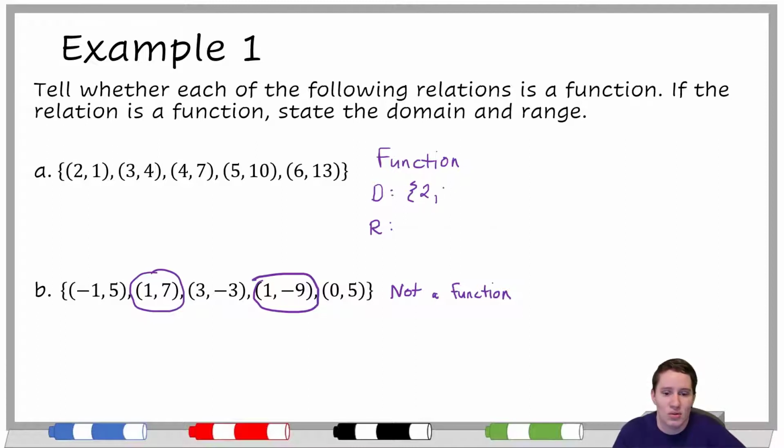So 2, 3, I'm just writing down the x values from each point, 4, 5, and 6. You may be thinking, well, couldn't I write that it's between 2 and 6? Well, it's actually only the integers or whole numbers between 2 and 6. So if you wrote 2, 6 in interval notation, you're saying it could also be 2.5 and 3.5, and that hasn't actually been defined by our ordered pairs. Our range here is the y values, so 1, 4, 7, 10, and 13.